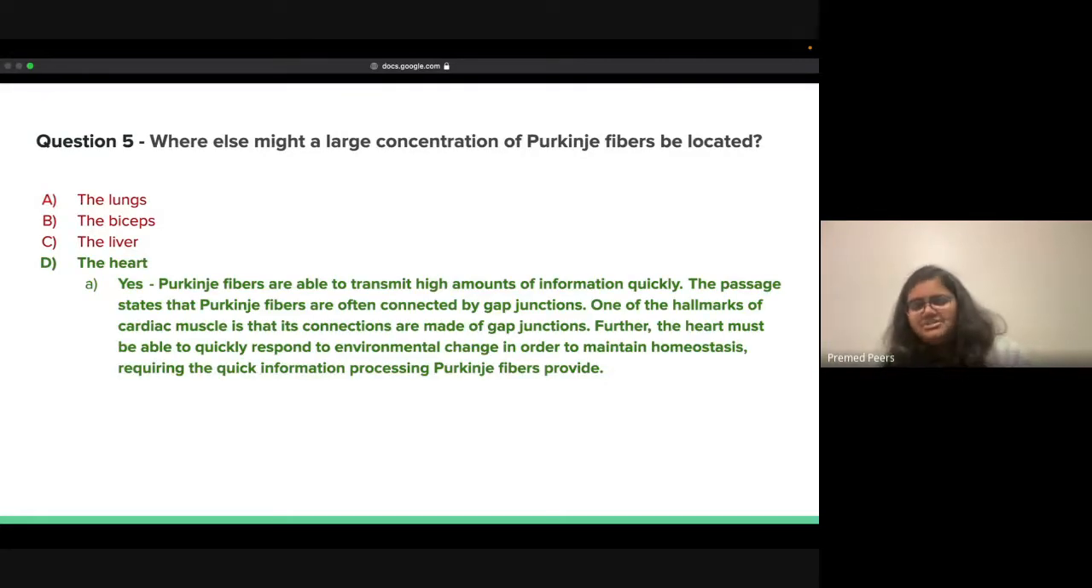So the only logical answer would be D, the heart. Purkinje fibers are able to transmit high amounts of information quickly, and they're connected by gap junctions. And one of the hallmarks of cardiac muscle is that its connections are made of gap junctions as well. And the heart needs to be able to respond quickly to environmental changes in order to maintain homeostasis. And so the Purkinje fibers provide this quick information processing that the heart needs.